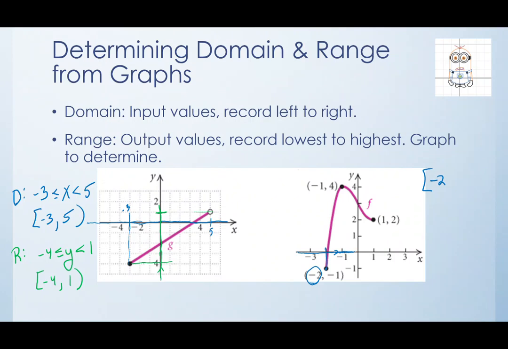I have a graph, I have a graph, I have a graph. I get to 1 and I notice, oh, that's the last point on the graph. And it's included because it's a closed dot. So there's our domain. And then we're going to do the same thing, only along the y-axis. We're going to travel up from the bottom and say, okay, my lowest point that the function exists is -1.